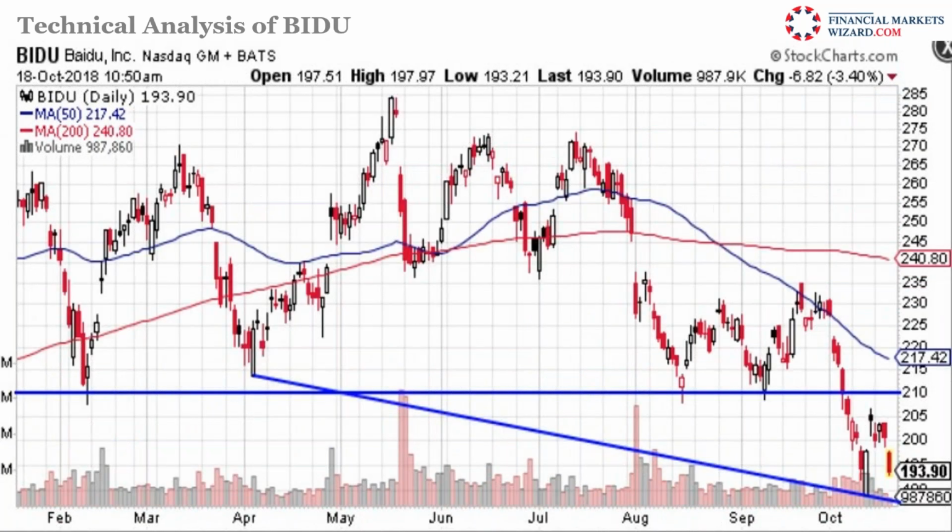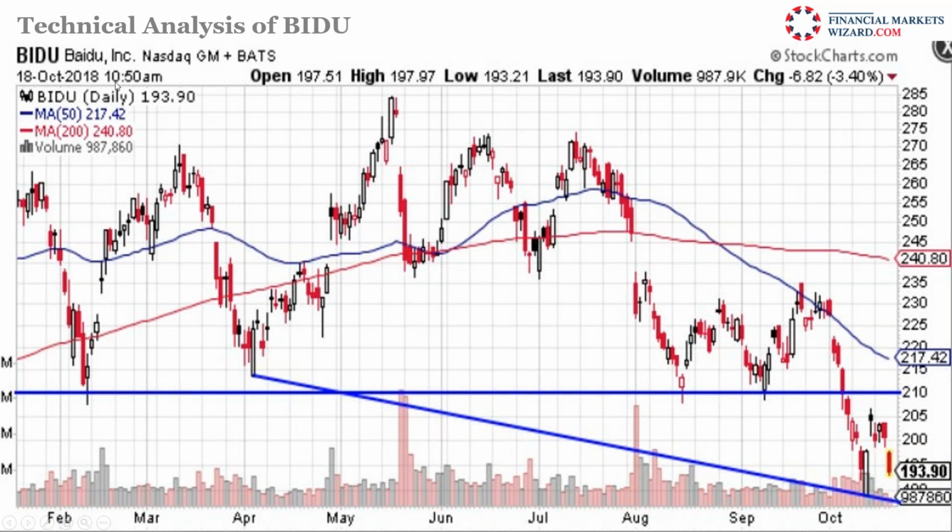Next one is Baidu. If you draw this line, this is a downward sloping trend line. Baidu bounced exactly from the downward sloping trend line. If we draw this from this candle, which is a piercing pattern, and this candle, which is another piercing pattern, which is a powerful bullish candle pattern, it bounced and gapped up the next day. So this was good, but then it failed, filled the gap, and gapped down.